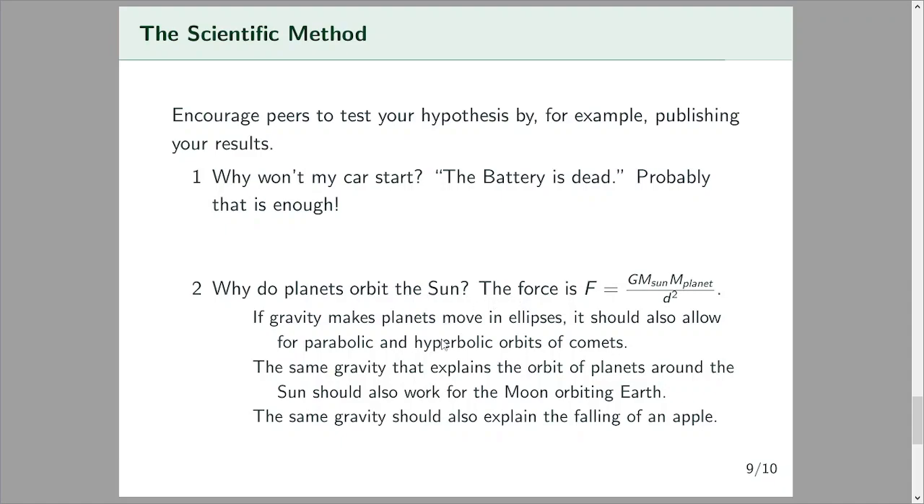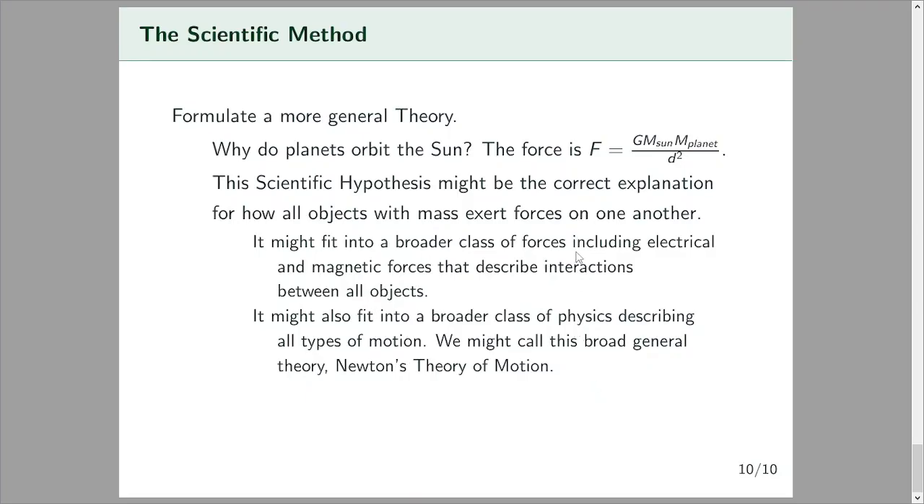And so further testing can be done beyond just the scope of the question you were asking, which for this problem was why do planets orbit the sun. You can go beyond that and start explaining other things. Our sun orbits the center of the galaxy from the same gravitational force, and so on. You might formulate a more general theory, and this is where the word theory that scientists use shows to be different than the word theory that we use in sort of our layperson's language.